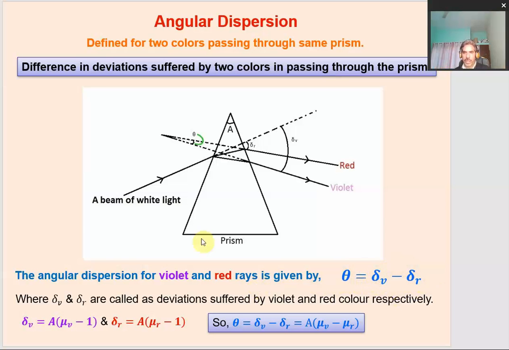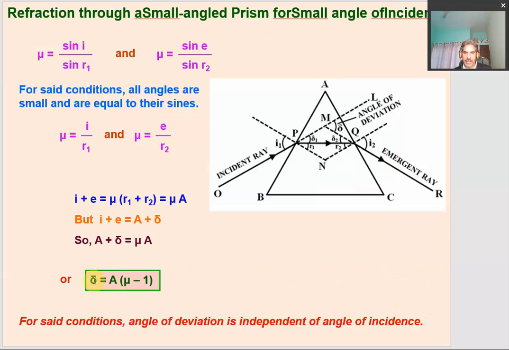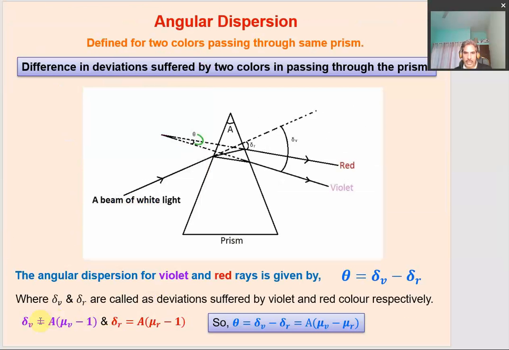Here, according to this formula, we can write delta V and delta R. So delta V will be equal to A into mu V minus 1. Mu V is nothing but the refractive index of the prism for violet color. And similarly, we can write delta R, which is equal to A into mu R minus 1. Mu R is the refractive index of the same prism for the red color, where A, the angle of prism, is same. So whenever we substitute these two values here, we can calculate the angular dispersion, so that it becomes A into mu V minus mu R. So this is the formula for the angular dispersion.